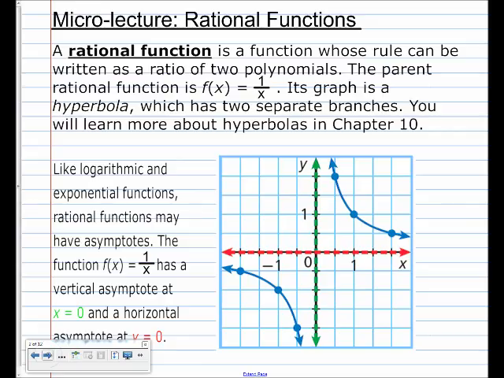So this is the parent function, your basic function, 1 over x. So nothing in the numerator except for the number 1 and your variable in the denominator. So what is an excluded value that x cannot be? 0, right? 1 divided by 0 is not possible, so x cannot be equal to 0. So this is what the graph looks like. There's actually 2 pieces to it, these 2 curves. And this is called a hyperbola, which we'll do a lot more work on in chapter 10, but you're getting an introduction to it here.